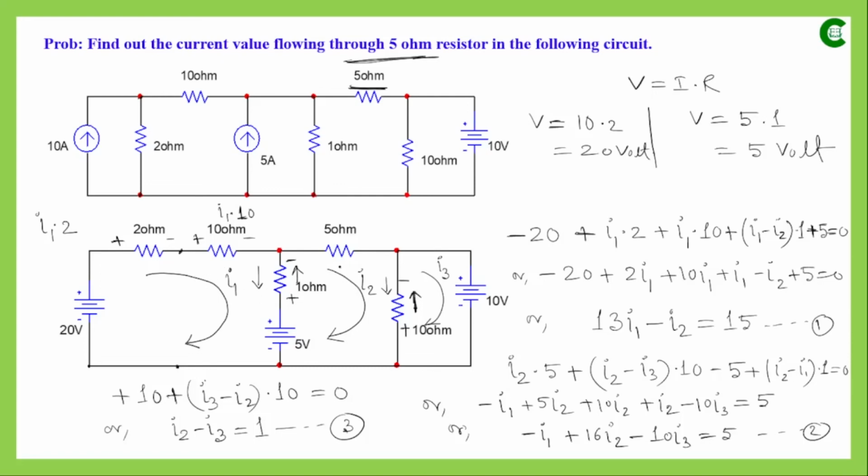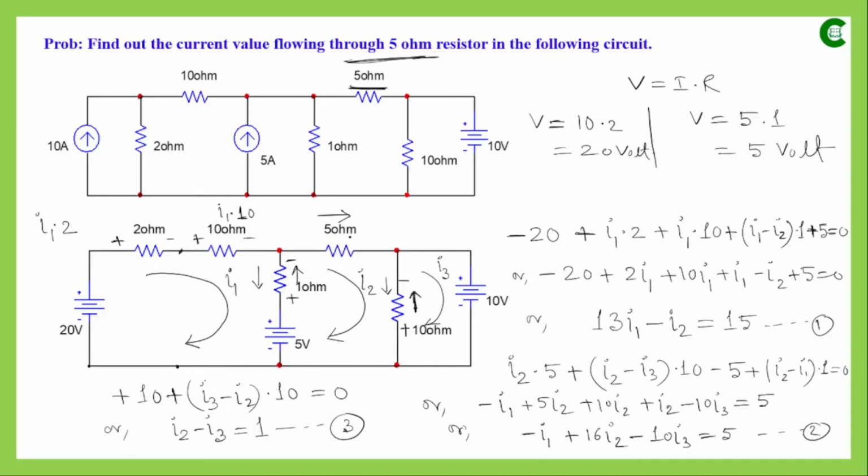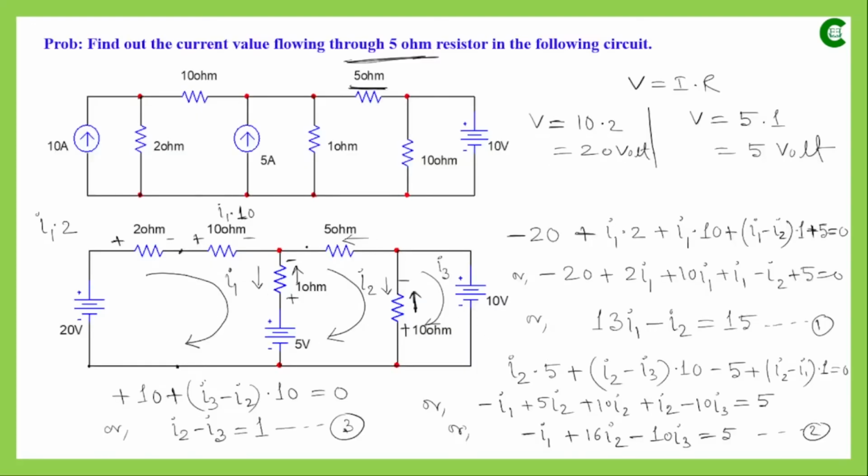is flowing through the 5 ohm resistance, as per our assumption, from left to right, and that value is minus 0.649. That means actually the current is not flowing from left to right; it is flowing from right to left, and that value is plus 0.649. Either way, if we think the current is flowing from left to right, then that value will be minus 0.649 ampere, which means the current is actually flowing from right to left. So 0.649 ampere current is flowing through this 5 ohm resistance from right to left.